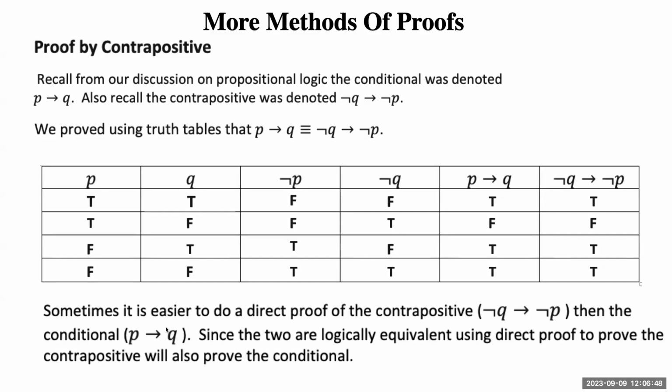Sometimes it's easier to do a direct proof on the contrapositive than it is on P implies Q, the original conditional. Since the two are logically equivalent, using a direct proof on the contrapositive will also prove the conditional. That's why it's useful to do this.